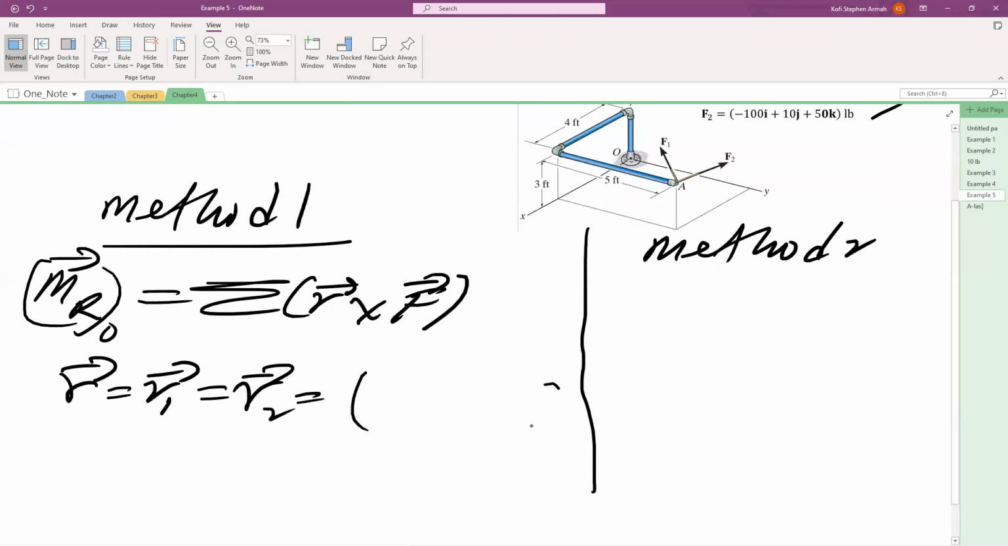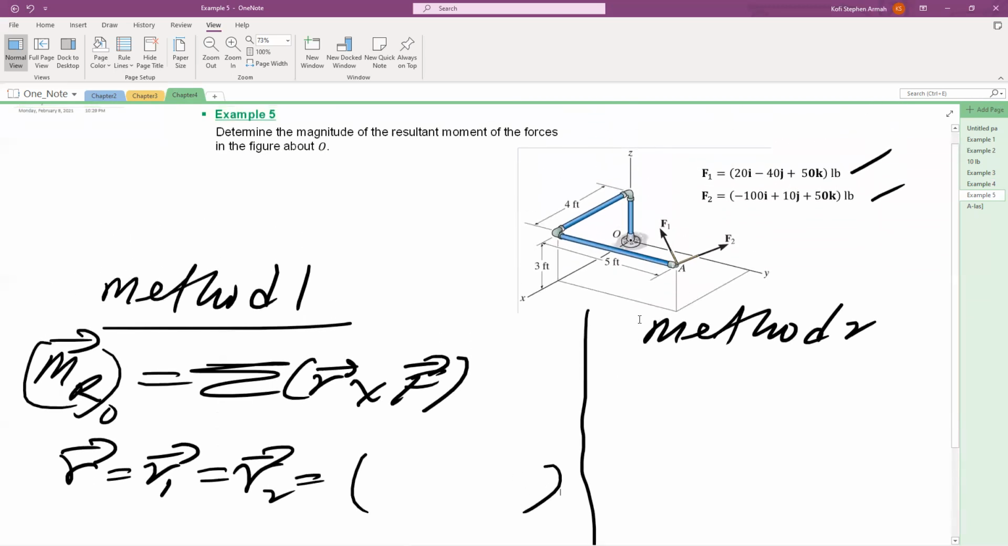And this is equal to, let's check. You are going from this all the way to this point, and you have to move in the X, Y, Z. So you come this way, that is 4 in the positive X, so 4i. Then you come this way, that is 5j. Then you go up, 3k. And this is in feet.